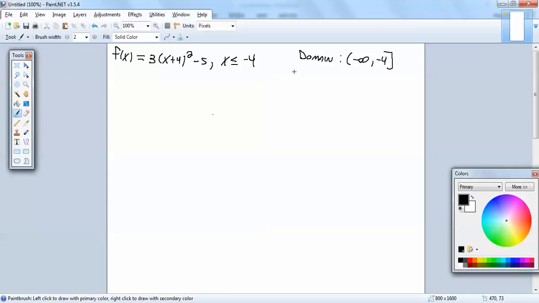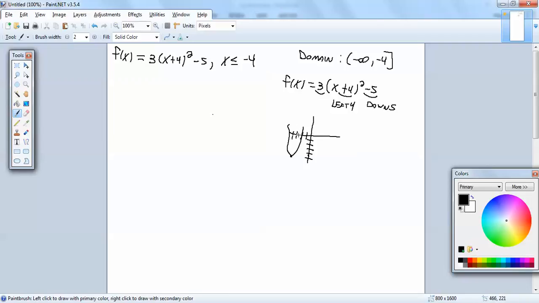Now, let's talk about our range. The 3 really doesn't affect anything, but it does open up because it's positive. So since this is positive, I know my parabola is opening up. This is down 5. And when a number's inside with the x, it shifts left or right opposite of what you think. The plus 4 would make you think it goes right 4, so it's left 4. Okay, so we've got a parabola opening up, moved left 4, down 5. 1, 2, 3, 4, 5. So it would look something like this.